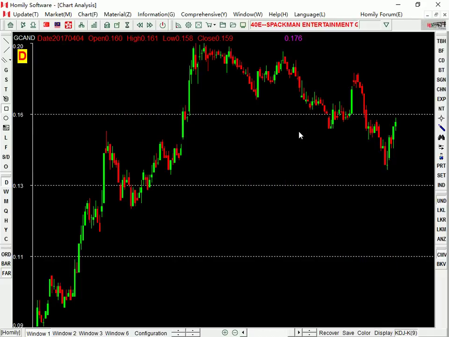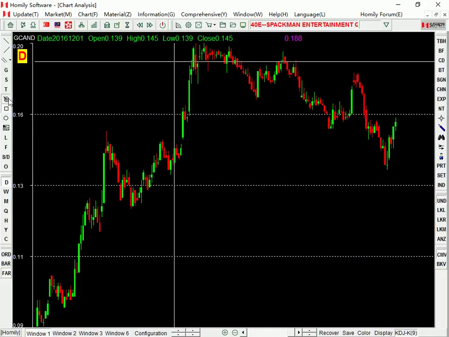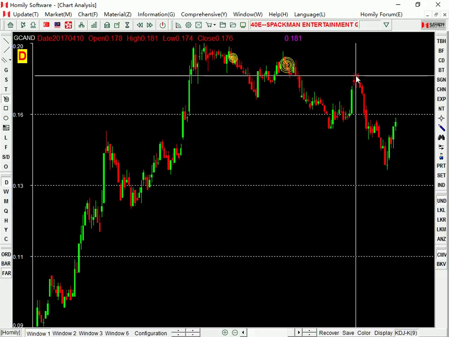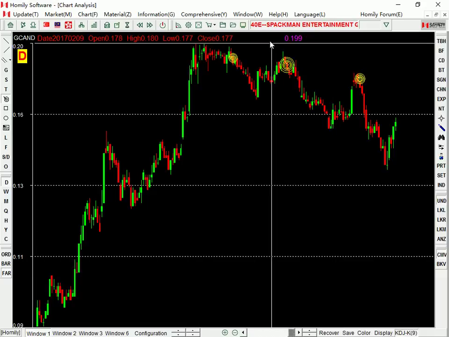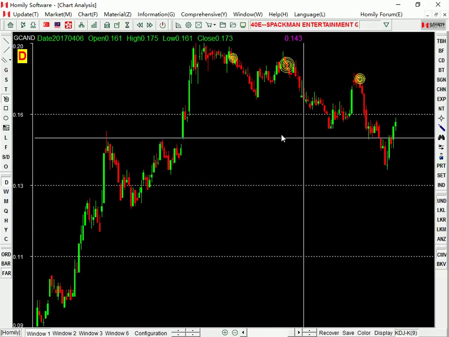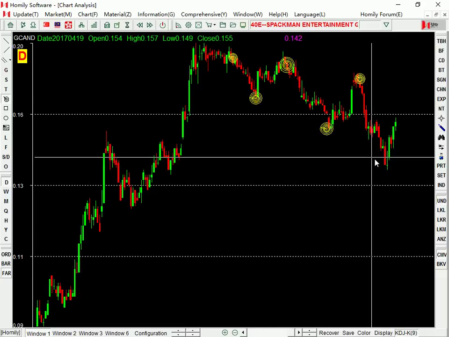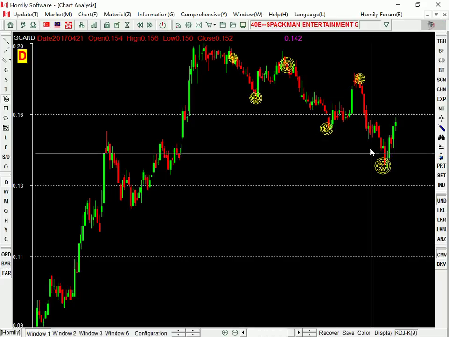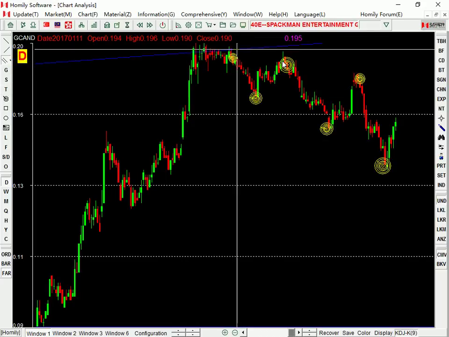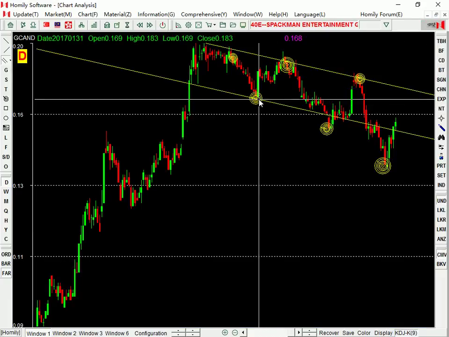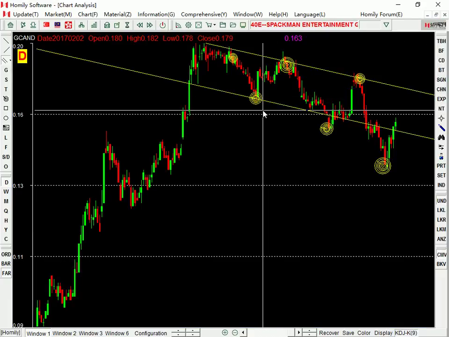Firstly, we can see the trend. High point, high point, high point. This high point has not appeared yet, but we know the trend is still a downtrend. And the low point, low point, low point. This is the downtrend. If you confirm this is the downtrend, we can draw the trend line. Uptrend or downtrend? Still downtrend.